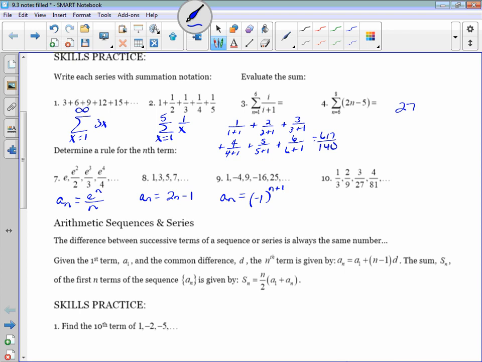And then what's the rest of the rule? N squared, right? You guys see those are just perfect square numbers. Look at that for a second. Does that make sense to you?